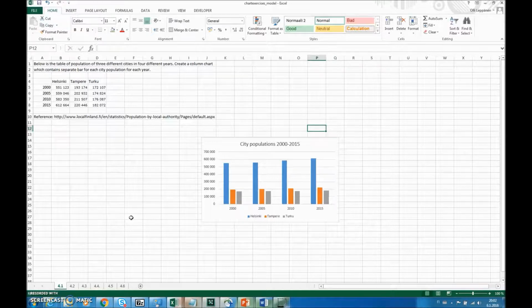In exercise 4. Sorry, I have wrong numbering here, but in your case 3.1, you have the population number of different cities of Finland: Helsinki, Tampere and Turku, during 4 different years. And you should be able to create this type of column chart to show each city with a different color and each year with a different bar group.